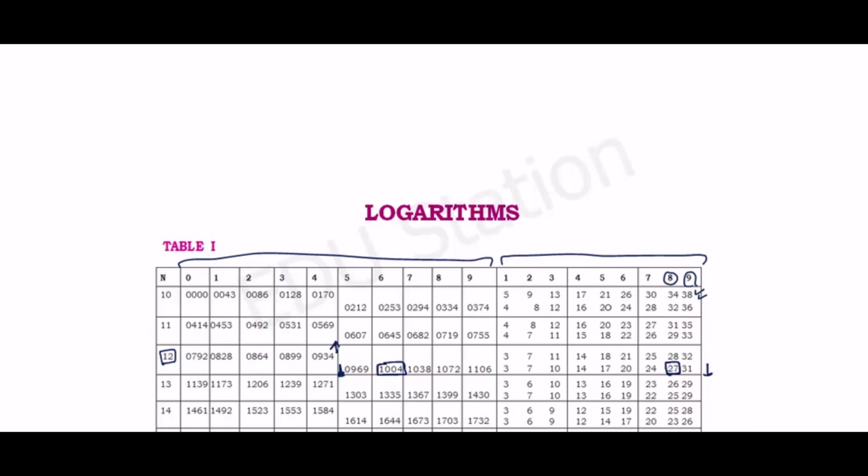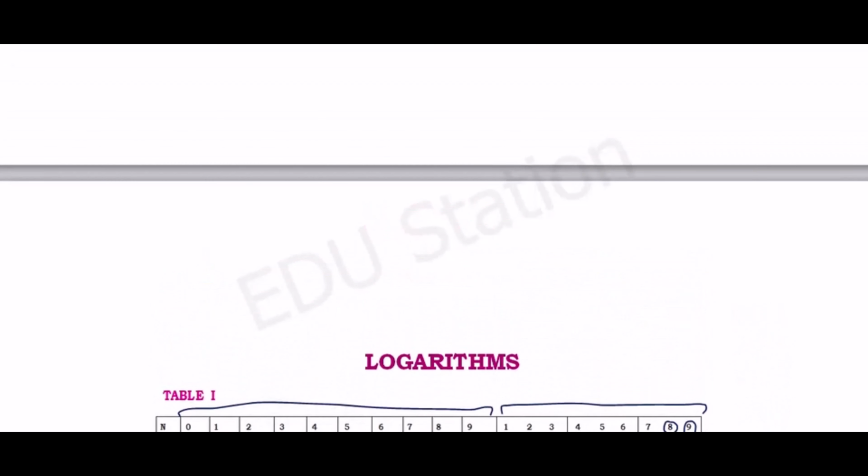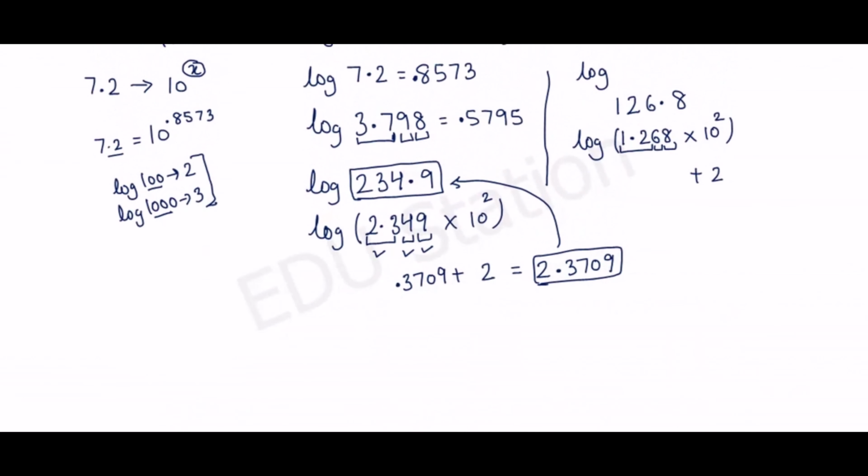Had I looked for something like 12, column number 4, I would have used the mean difference which is on the upside. In this case, it is 1004, which is 12, column number 6, and you add 27 to this. It will become 1031. So your answer would be 0.1031, so it will be 2.1031. That should be your answer.